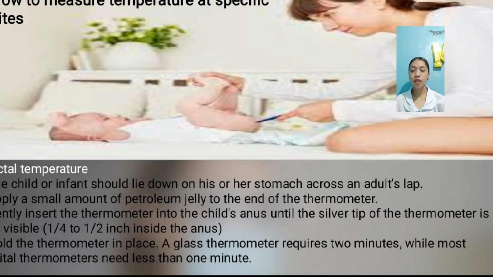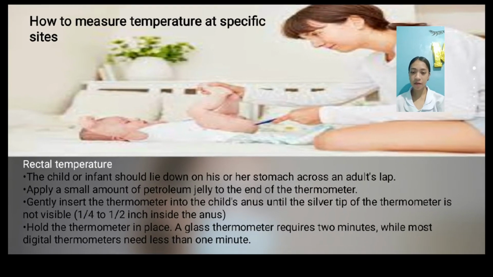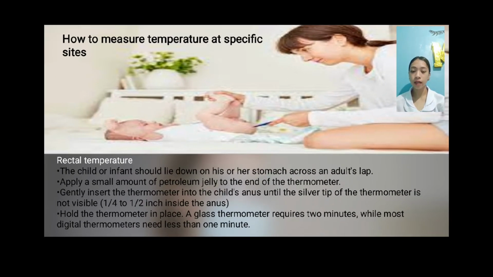How to measure temperature at a specific site. So first you have rectal. While we are doing a rectal temperature, papahigaan natin yung baby and then we put a small amount of petroleum jelly dun sa thermometer para maging easy yung pag-insert nung thermometer dun sa rectal ng baby. And then, ang normal temperature ng rectal ng baby is 36.6 to 38 degrees Celsius.